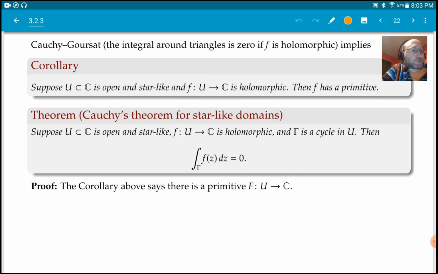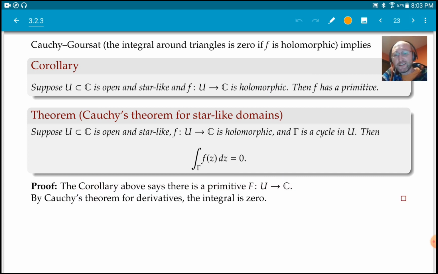How does this work? Basically, we're done. If you think about it, the corollary says that there is a primitive, and we have Cauchy's theorem for derivatives, right? So because little f is a derivative, because it has a primitive, we had Cauchy's theorem in that setting. So we have Cauchy's theorem in this setting by proving that every holomorphic function in a star-like domain has a primitive, we get Cauchy's theorem.